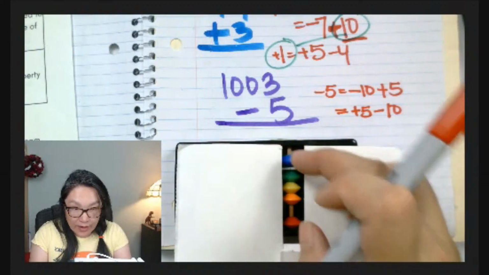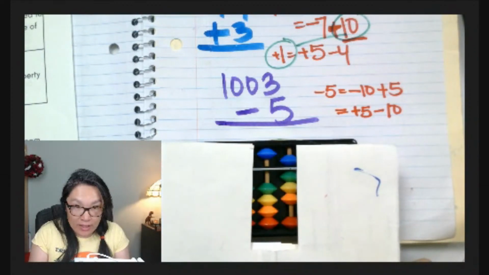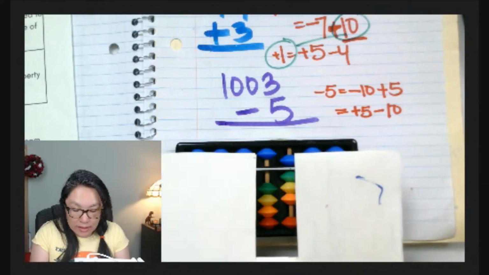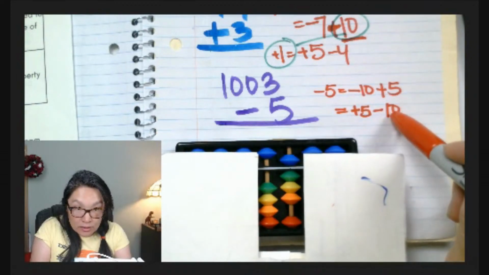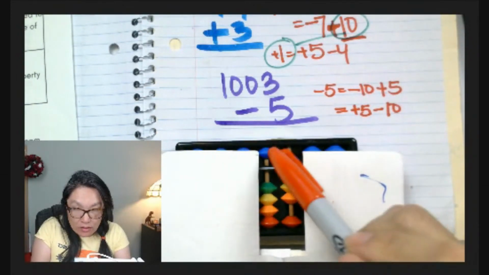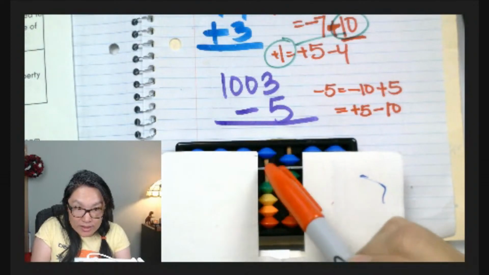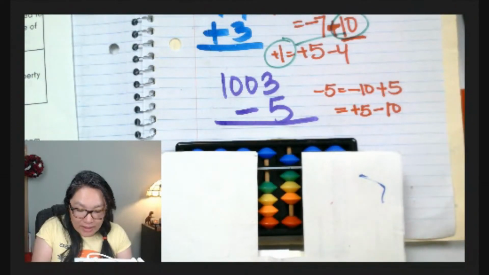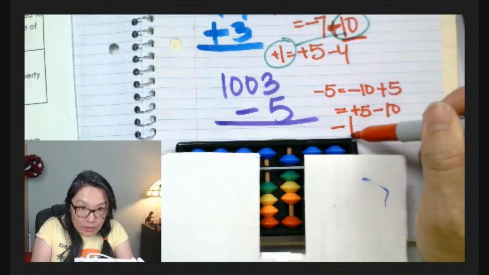So when we add the 5, we have to take away the 10, right? Take away the 1. How do I know this is 1? Because if you look, 1 and 0, this is 0, this is 1. So my 1 is here. I cannot add 1. I cannot take away 1. How do I take away the 1?